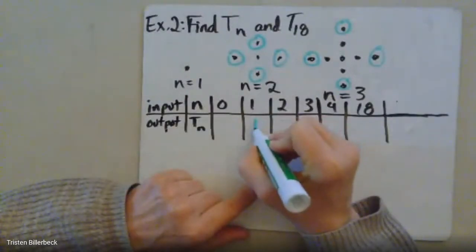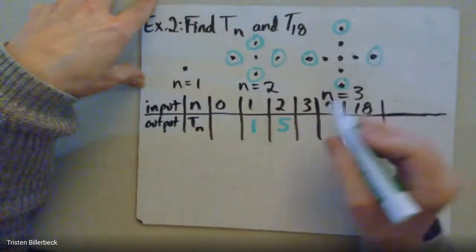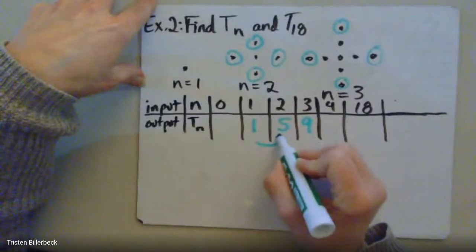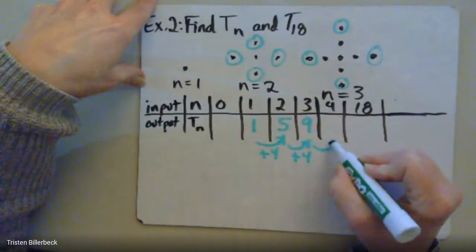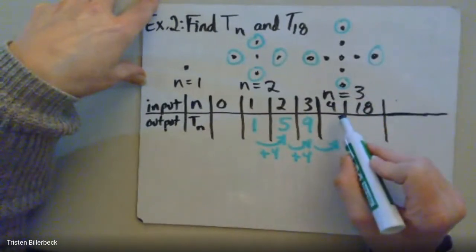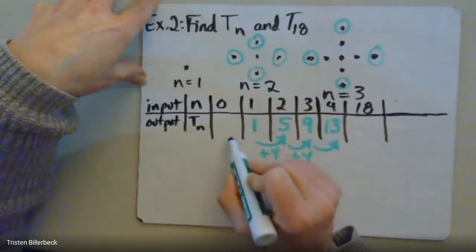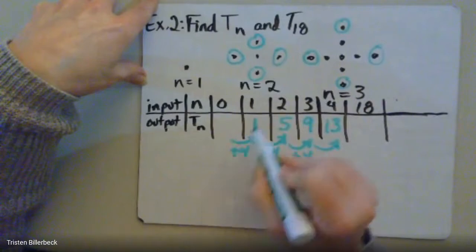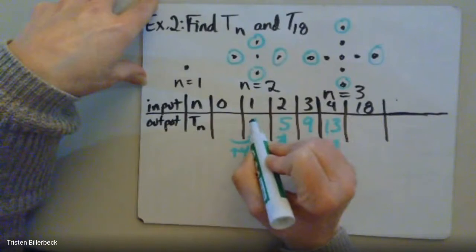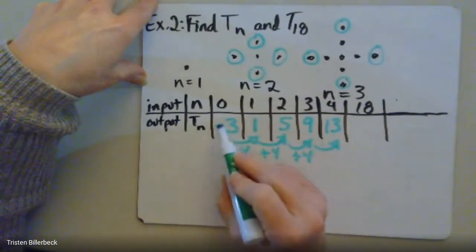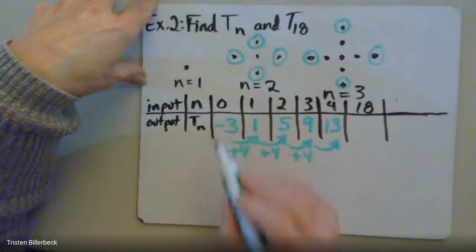So figure 1, we have 1. Figure 2, we have 5. Figure 3, we have 5 plus 4 is 9. So we know that we're adding 4 each time in this pattern. If we want to figure out figure 4, we just add 4 to 9, which is 13. And then we can come back, and we know we added 4 to get to this 1, so 1 minus 4 would be -3. So -3 plus 4 is 1, and so we did get the right figure 0.